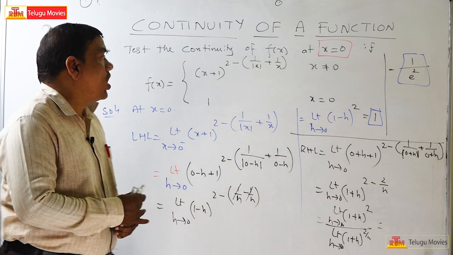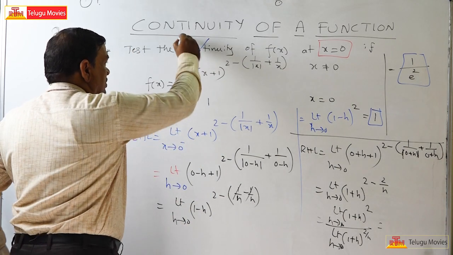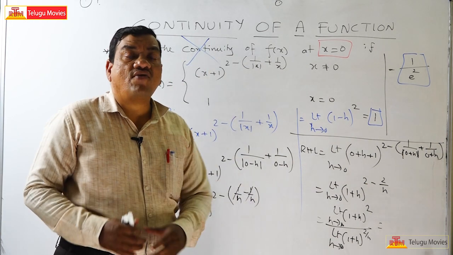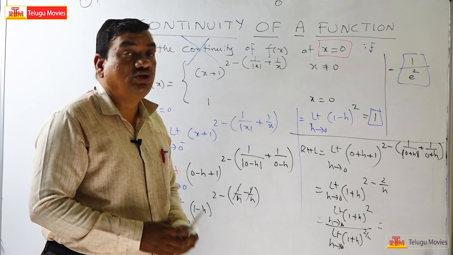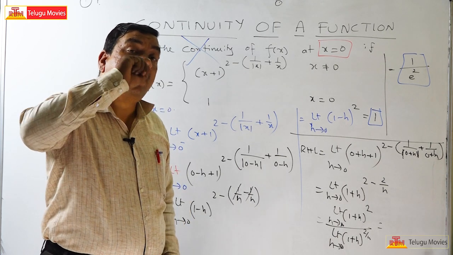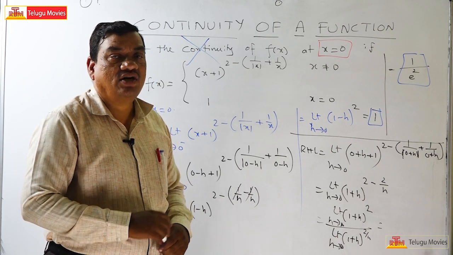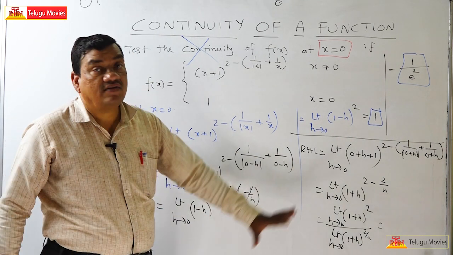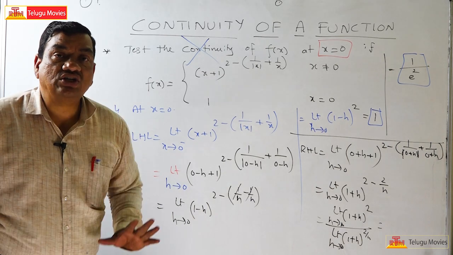Therefore, it is not continuous. It is not continuous at x is equal to 0. That means, if you draw the graph for this function at x is equal to 0, definitely you will have a break. Understand this? Definitely you will have a break. So this is the way of checking whether the function is continuous or not.